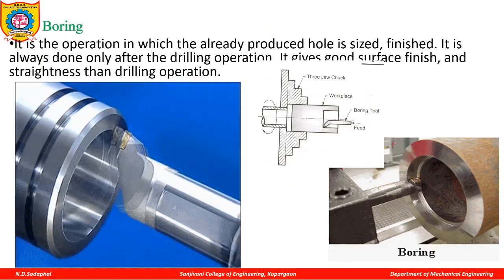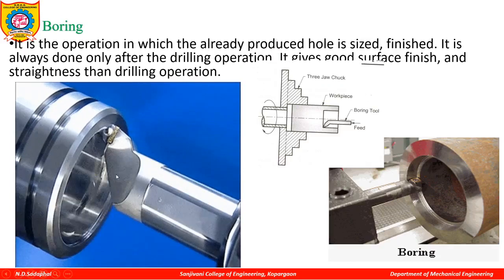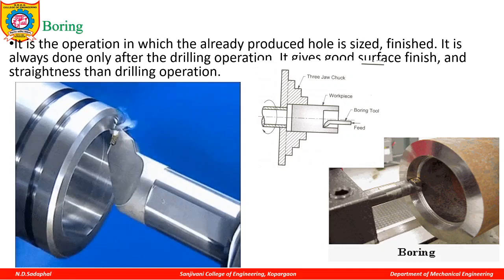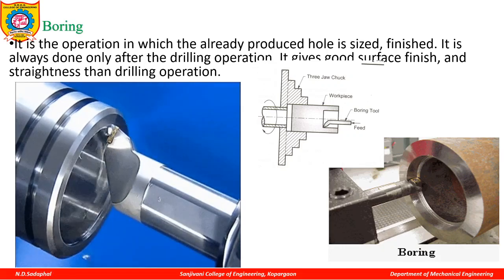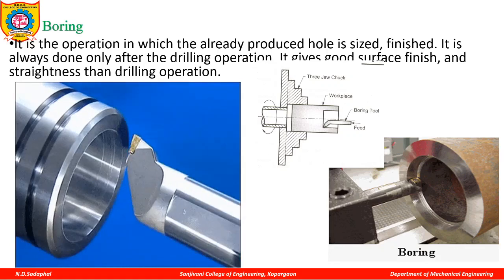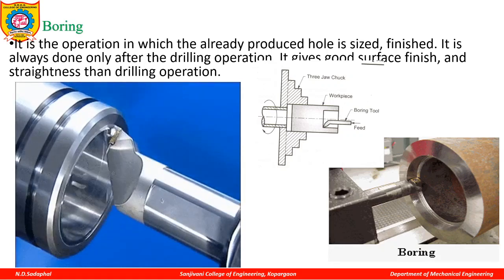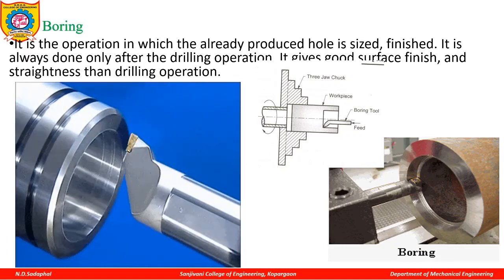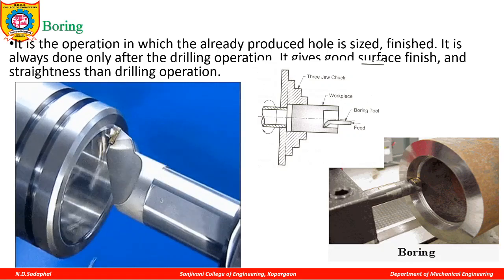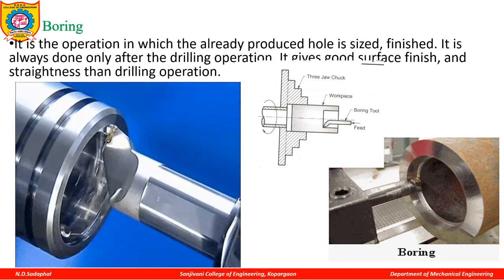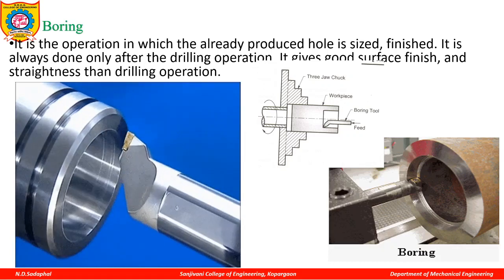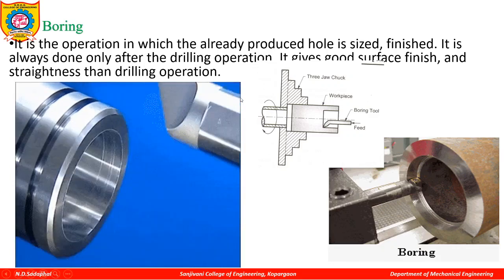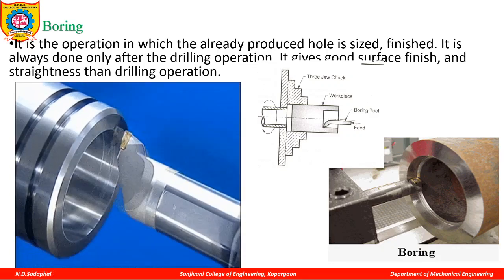Then boring. Boring means when a hole is already drilled inside the workpiece, but now you want to increase the diameter, then the boring operation is used, because sometimes that much diameter of drill is not available. Suppose you want to drill a hole of 50 mm diameter, but a 50 mm tool is not available. Then you will drill first, if 30 mm is available, a 30 mm hole is drilled, then the remaining 20 mm is done with the help of a boring tool. So boring is the operation used to increase the diameter of a hole which is already drilled.